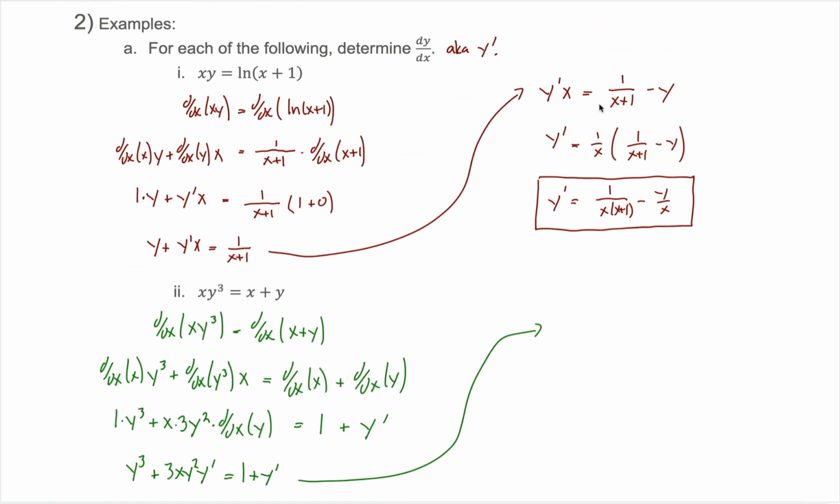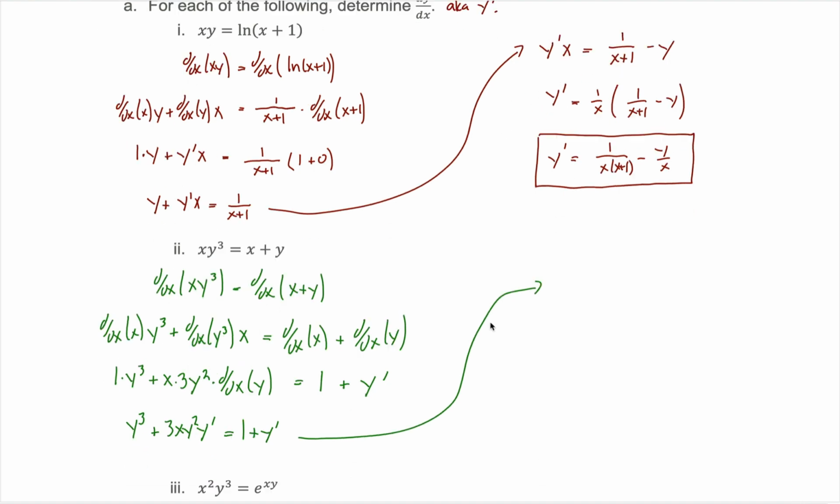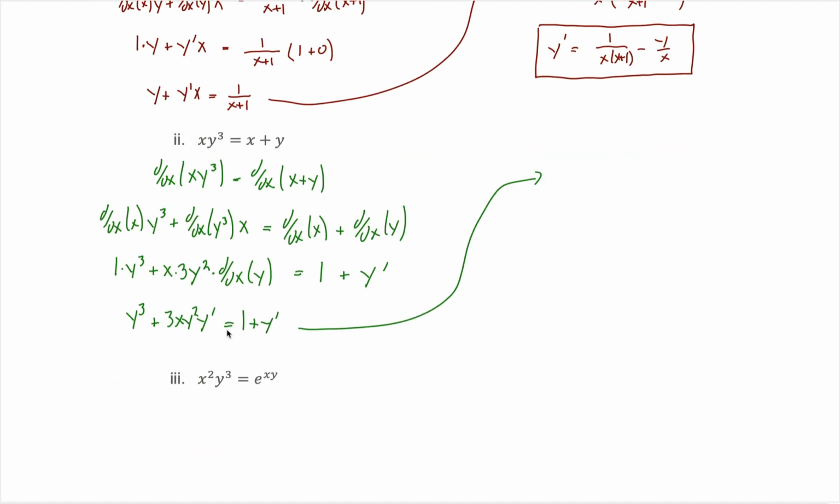However, unlike up here, where the algebra wasn't too complicated because I only had a single y prime in my equation, down here there's two different y primes in my equation, so solving for y prime is a little bit challenging. What you're going to do when you have two different y primes like this is you're going to collect all the terms that have y primes in them on one side of the equation.